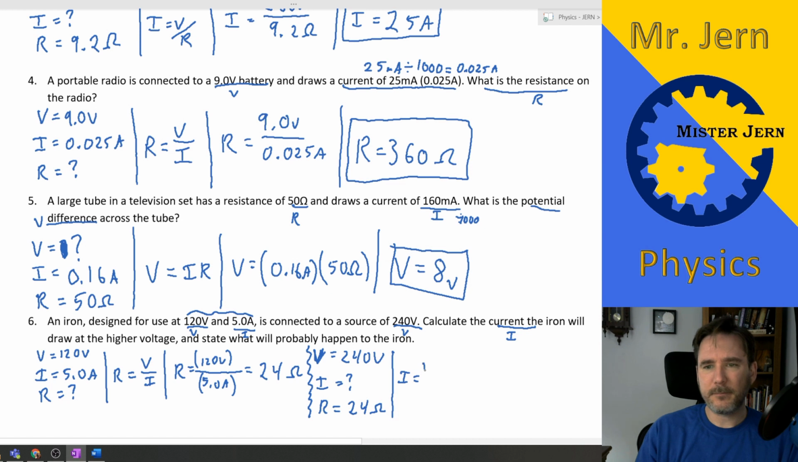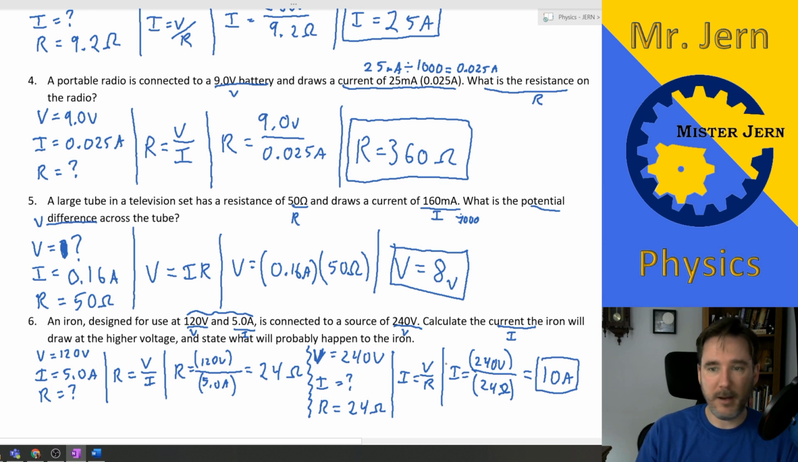So I is equal to V divided by R, and so I is equal to the 240 volts, put that in parentheses, divided by the 24 ohms. And like we said, 240 divided by 24 is 10 amps. So this is going to be the new current going through the iron. And if you get 10 amps running through something that runs on 5 amps, probably what's going to happen is it's going to be destroyed. It'll probably burn up. It'll probably cause a fire.